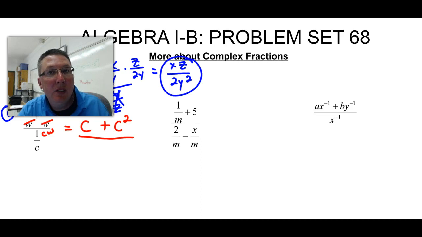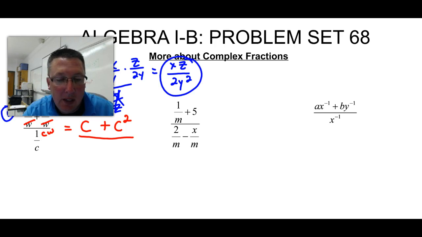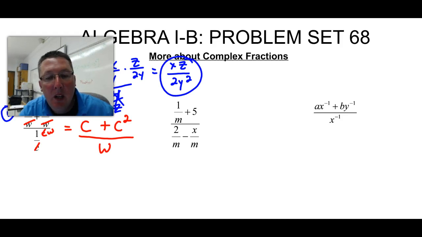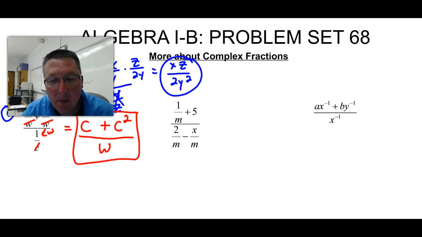Now, there's no more fractions on top because they've been canceled off. Now I move down to the bottom. I have 1 over c times c over w. This time the c's cancel. 1 times w is w. So look for like terms in the numerator. C plus c squared, those are not like terms. I cannot cancel anything. So this is my final answer.